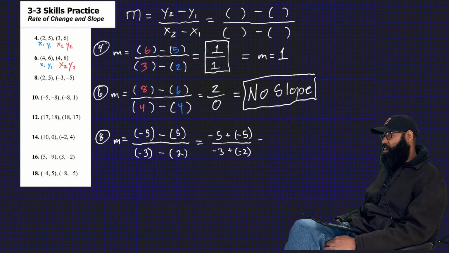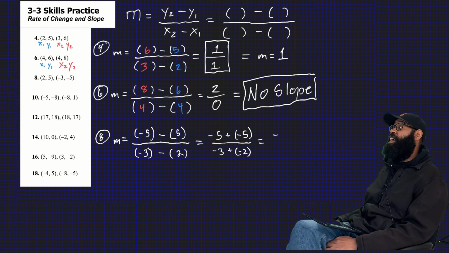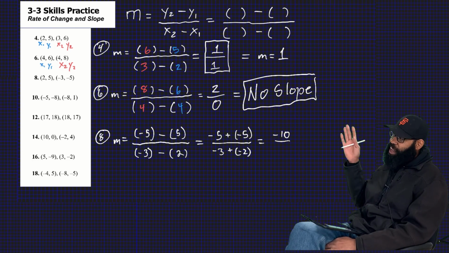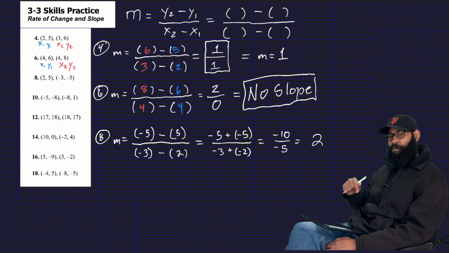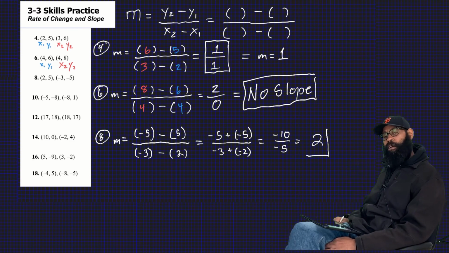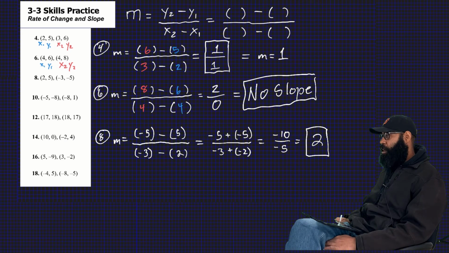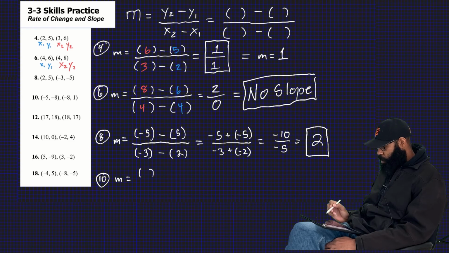I'm not making a mistake. It doesn't equal 0. I have -5 plus a -5, which is actually -10. I'm going to guarantee out of 20 kids, a third of them, let's make it easy, a fourth of them, that'd be fine, will get that wrong. -3 plus -2 is -5, so I end up getting a slope of 2. Now I think I've got some room.